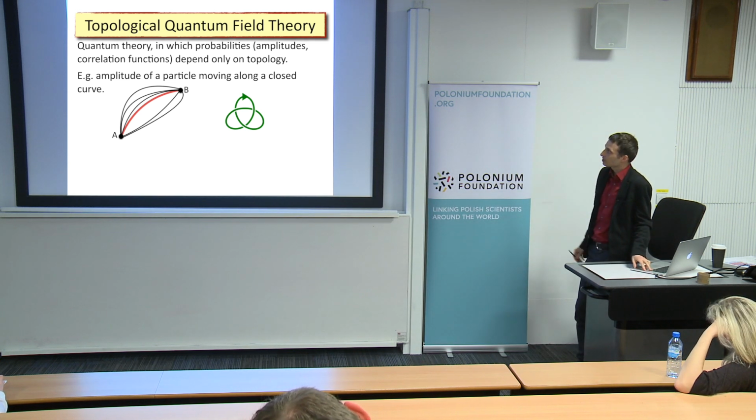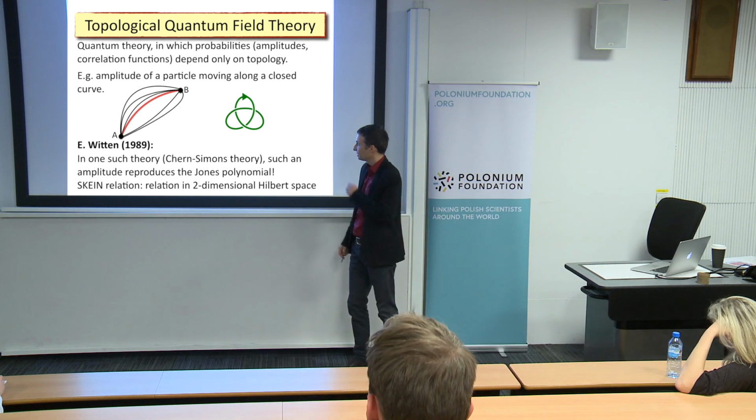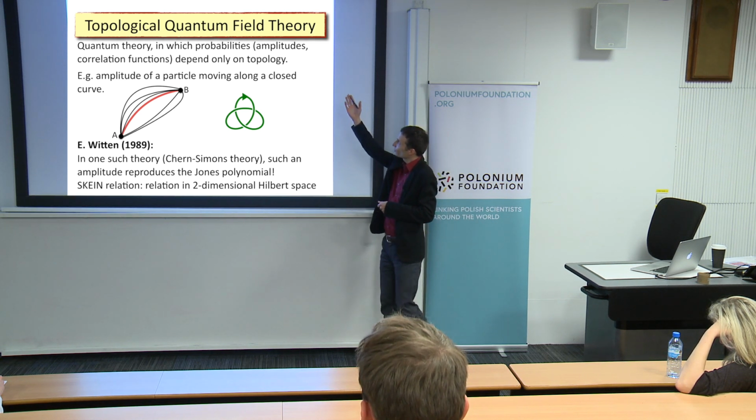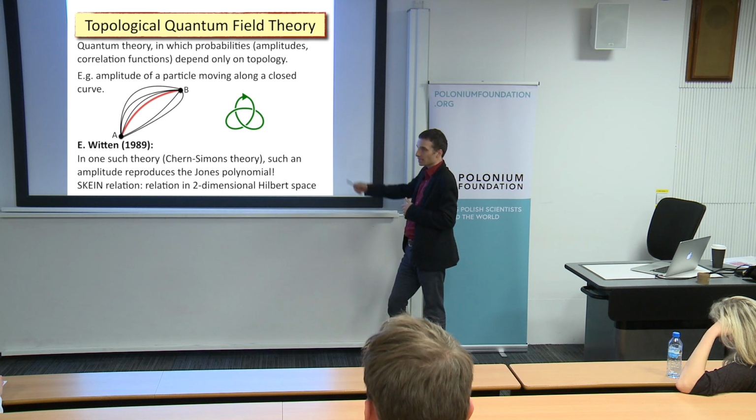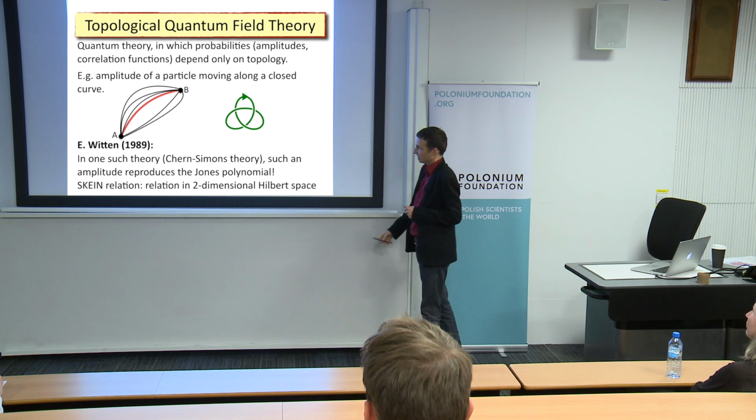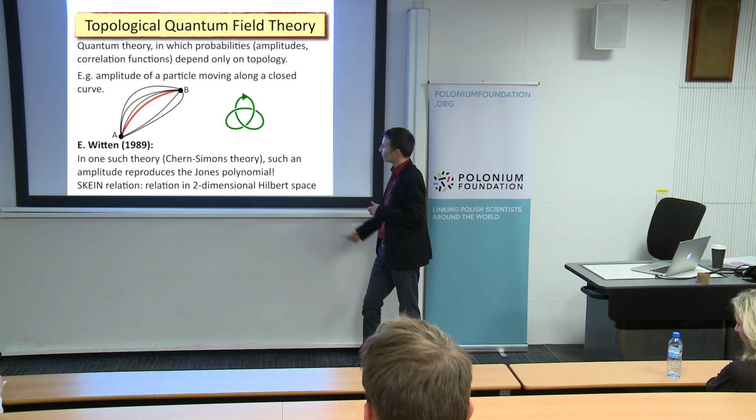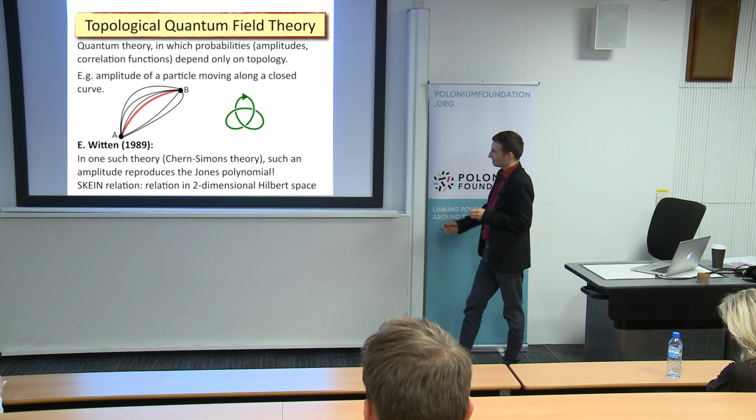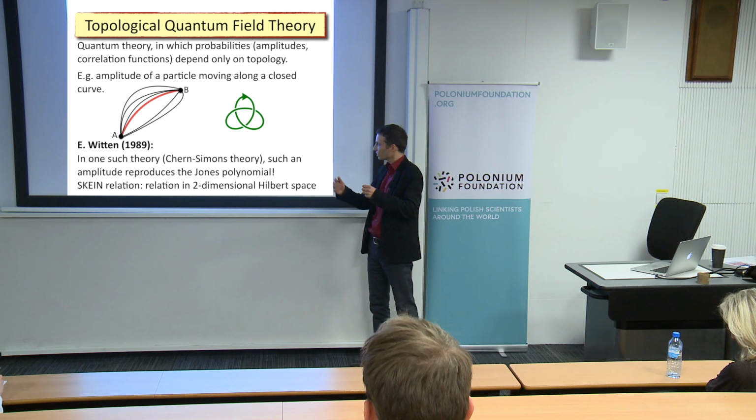And this work of Witten, which I mentioned, which he found in 1989, is the statement that, well, he found some example of this topological quantum field theory such that these amplitudes assigned to certain kind of particles which move along some knotted trajectories reproduce those knot polynomials that I mentioned before. For example, the Jones polynomial. So this gives a completely different viewpoint on those knot polynomials and the whole knot theory.